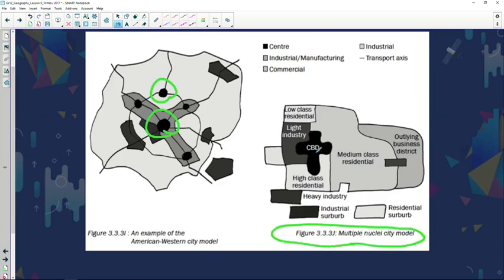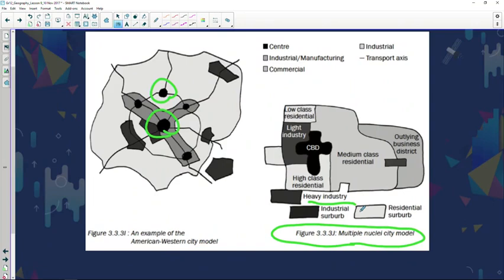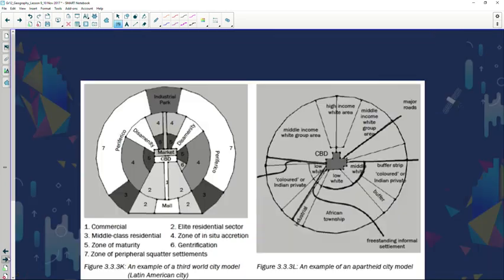As you can see, there's your CBD. If you look at the urban profile, very similar to that. You've got your light industry surrounding the CBD, then you've got your low-class residential areas closest, that's the zone of decay. Your high-class residential areas, and as you can see, your heavy industries basically on the rural-urban fringe because of the amount of pollution. There's the outlying business district, and there's your middle-class residential areas. Outlying business districts are where others provide services outside of the CBD because the land is cheaper and it's less congested. Now, there's an example of third world countries. As you can see, your CBD is right in the middle, your low income closest to it, and your industrial parks furthest away because of the amount of pollution.